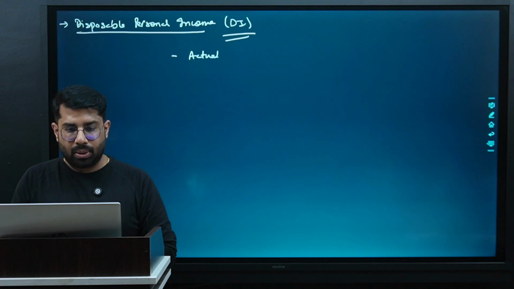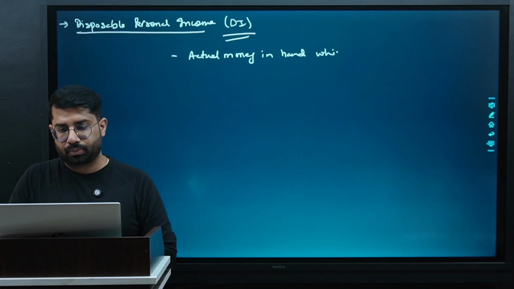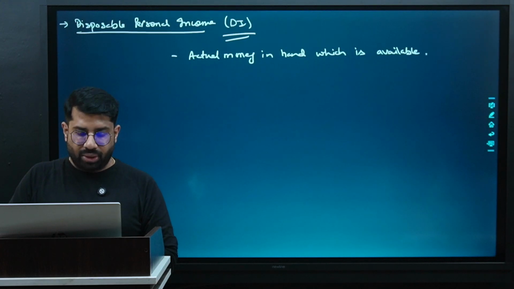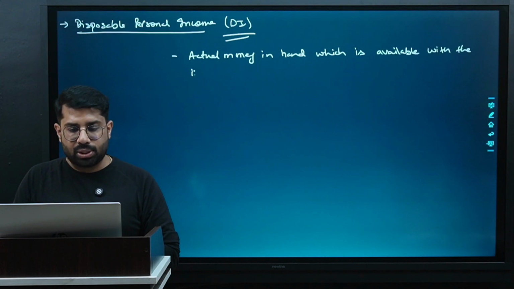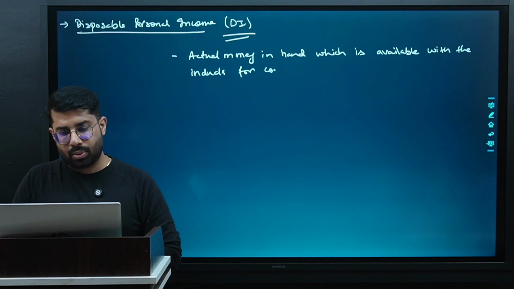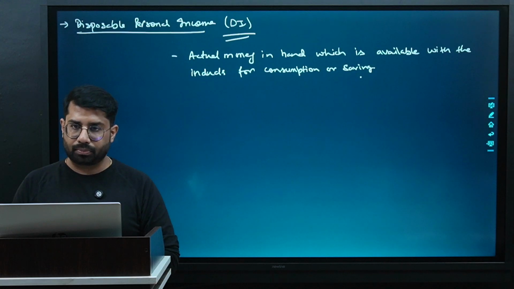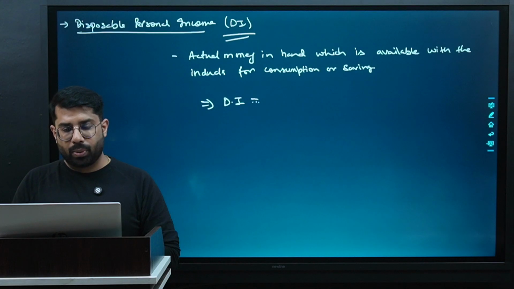It is the actual money in hand which is available with the individuals for consumption or saving. How will you calculate it? Disposable personal income equals to what?